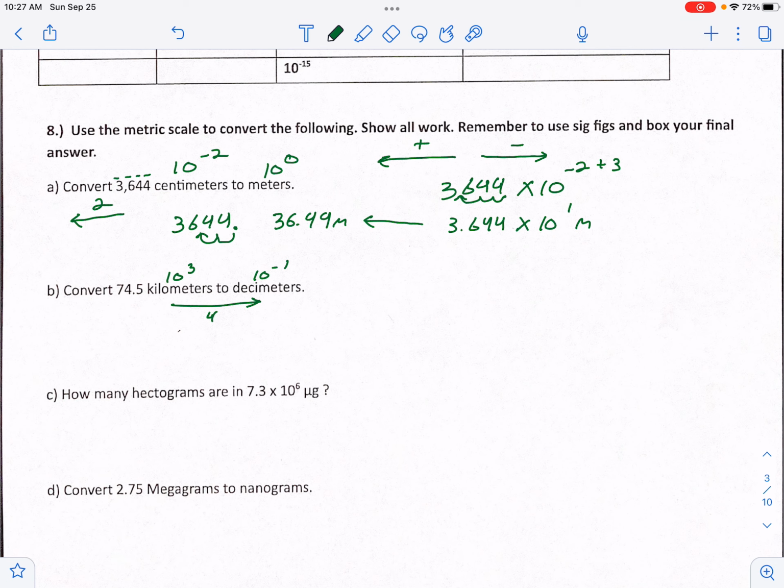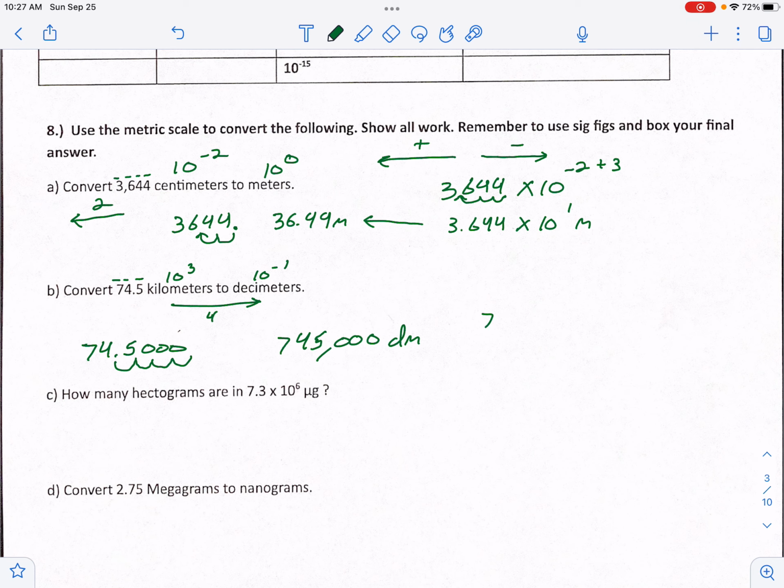So if I do my decimal way, 74.5, I'm gonna move the decimal to the right 4 times. 1, 2, 3, 4. I'm gonna fill in my zeros. I'm gonna count my sig figs. Before, I have 1, 2, 3, so my answer only needs 3. So my answer would just be 745,000 decimeters, so dm.